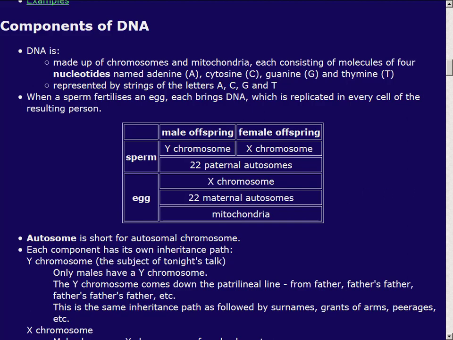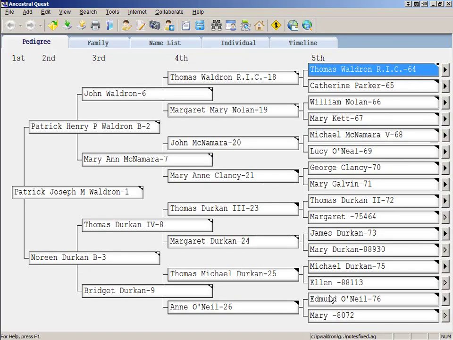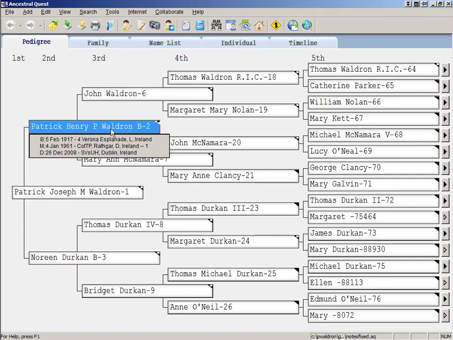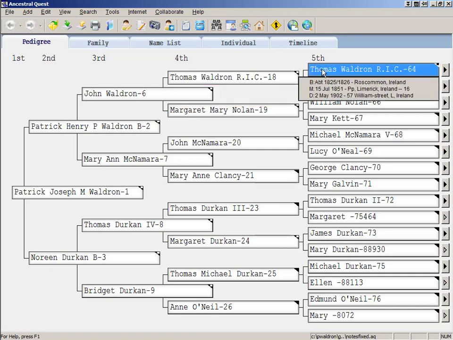The Y chromosome comes down from father to son. If we look at my pedigree chart in my genealogy software, my Y chromosome came from my father, who was also Patrick, from my grandfather, who was John, from my great-grandfather, who was Thomas, from my great-great-grandfather, who was another Thomas, like my Waldron surname.